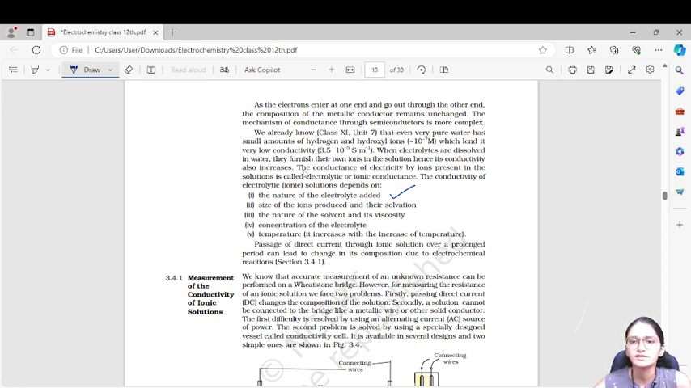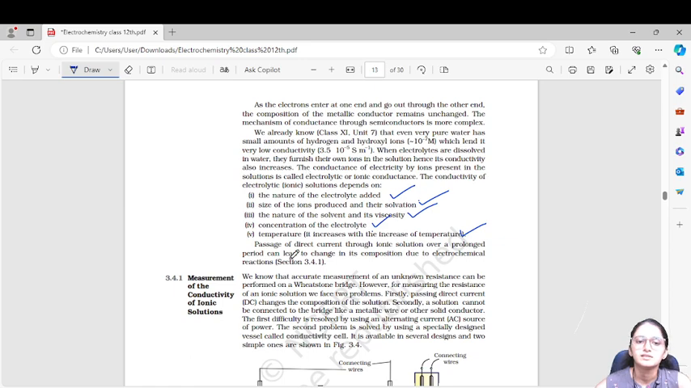Then the size of the ions produced and their solvation. If the size is small or large, it depends on that. Then the nature of the solvent and viscosity. Nature of the solvent means whether it can flow easily or whether it is thick, so it depends on that. Then the concentration of the electrolyte, meaning how much concentration it has, low or high, and temperature. Conductivity increases with increase in temperature.